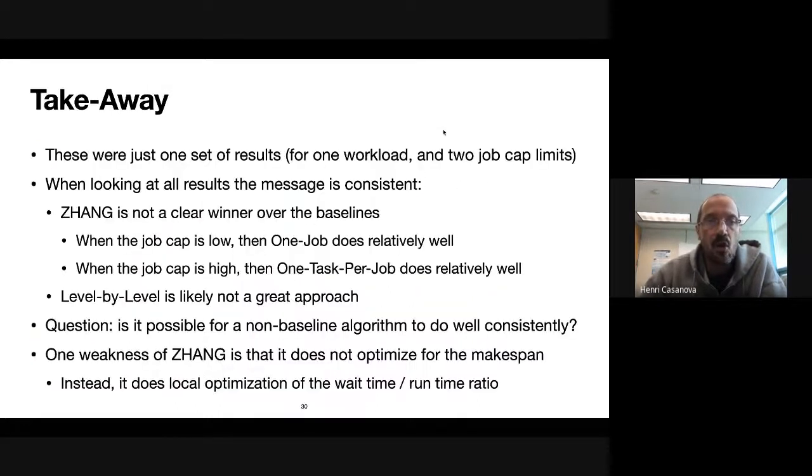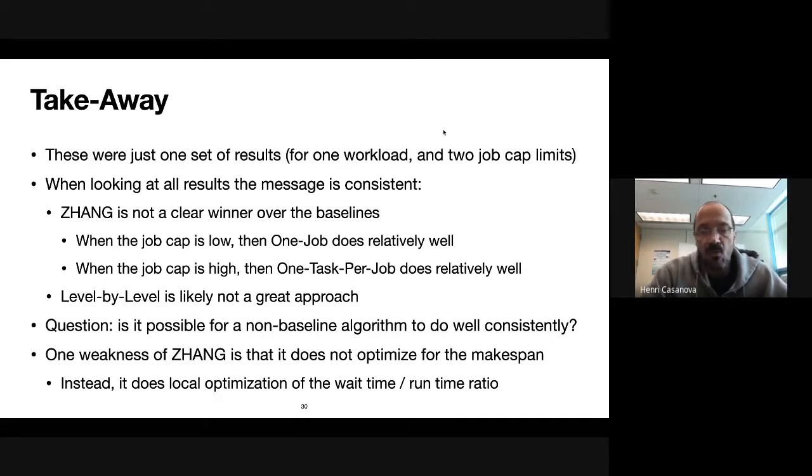Obviously there are a lot of results here, and these were just one set to show you the type of graphs I'm going to show again a few slides from now. But when we look at all the results, the message is pretty consistent. Zhang is just not a clear winner over the baselines. When the job cap is low, 1 job does relatively well, overall better than Zhang. And when the job cap is high, then 1 job per task does relatively well, better than Zhang. And Zhang is a very complicated algorithm. These two can be implemented without any thought. So it makes it doubtful that Zhang is actually worth it.